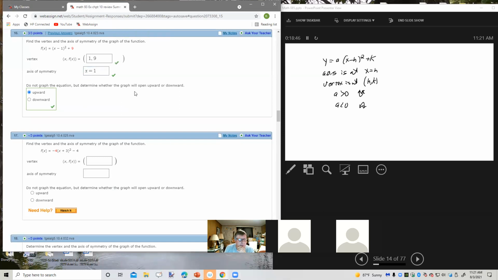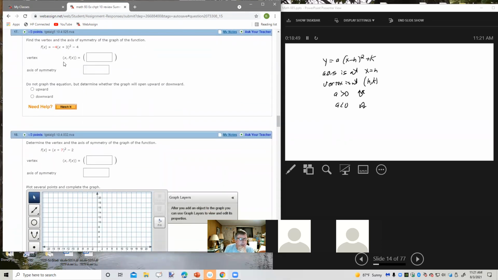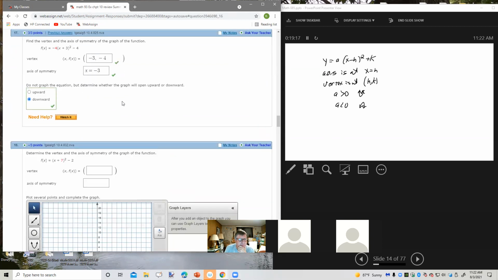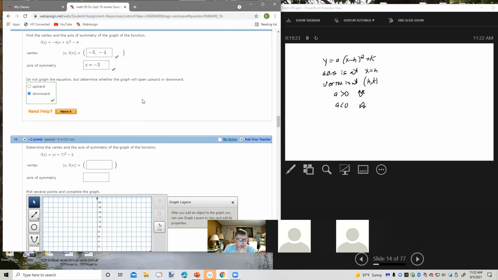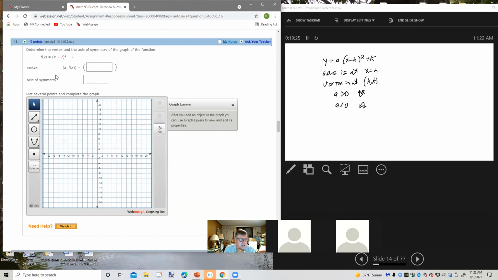Okay, let's do another one. So here, h is -3. It's the inverse of what's inside. So x equals -3. Your vertex is at (-3, -4). a is negative, so it opens downwards. All right. Any questions about that? Okay, let's do another one and then we'll graph this thing.